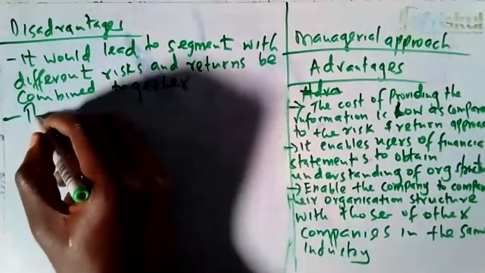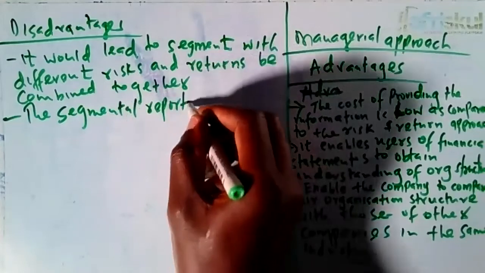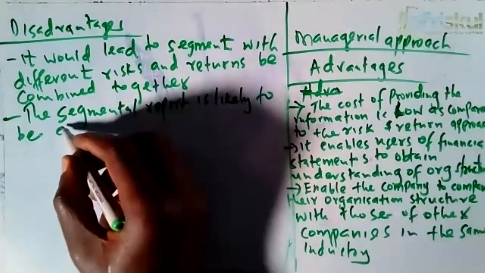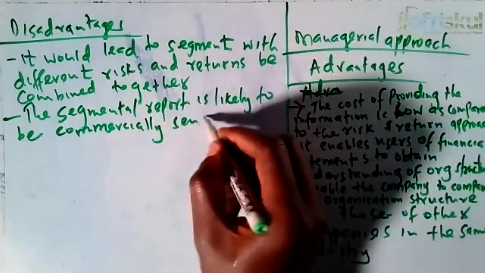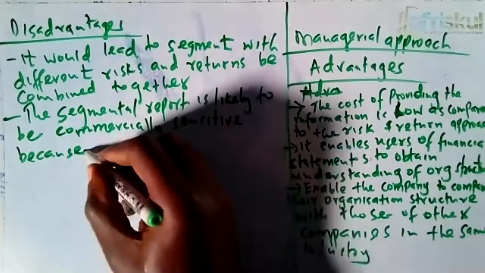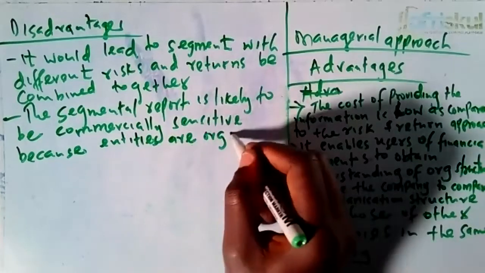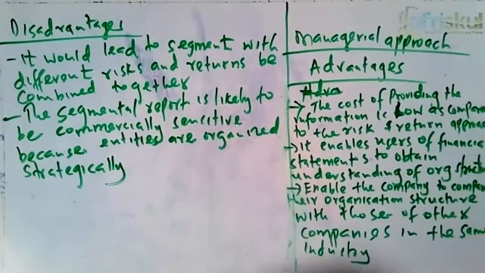The next one is that the segmental report is likely to be commercially sensitive, because entities are organized strategically. That is for the coming period.